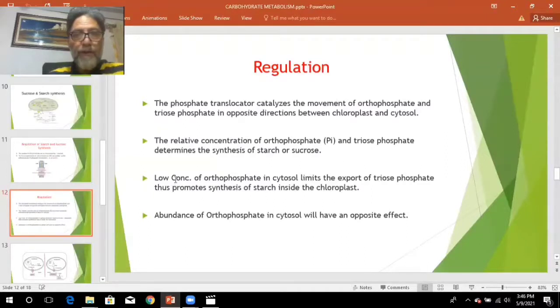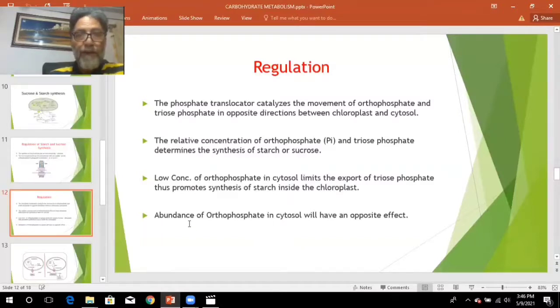If we have a low concentration of orthophosphate in the cytosol, it will limit the export of triose phosphate. That means if there are fewer orthophosphates in the cytosol, they will not enter, and there will not be the exodus of triose phosphate. Thus, it will promote synthesis of starch inside the chloroplast, because if triose phosphate is not coming into the cytosol, it will be used for the formation of starch in the chloroplast.